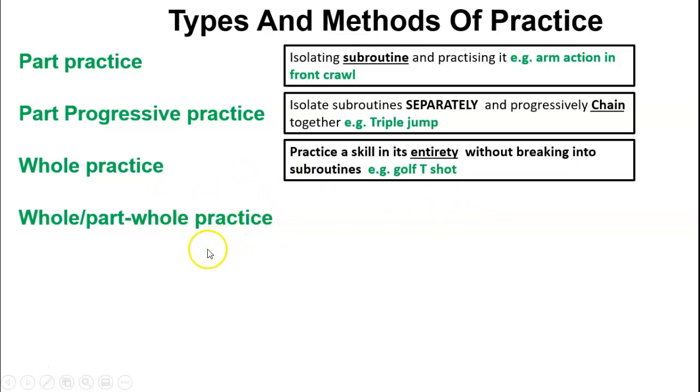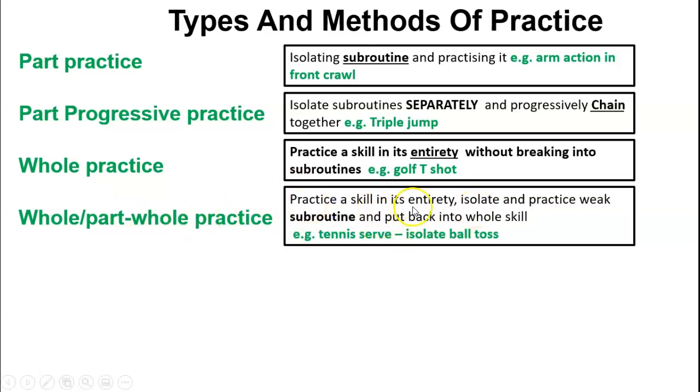So now we need to combine our 2 translations. So we've looked at whole before, entirety. We've looked at part before, subroutine. We've got whole again. So as long as you translate every key descriptor or content qualifier, you get the right description. How does that work? So you practice the skill in its entirety, isolate and practice the weak subroutine, and then put it back into the whole skill. Okay, so what does that mean?